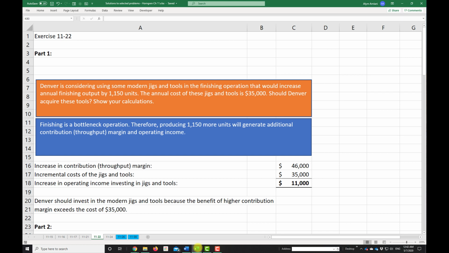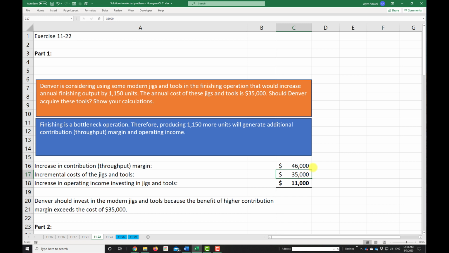So, however you want to word this, by increasing our capacity in the finishing division, we will increase the number of units that we can produce and consequently sell. Okay, so the increase in contribution here is going to be our revenue minus our cost, and that was the $75 minus the $35 times the extra 1,150 units. That's going to give you an extra $46,000 in operating income.